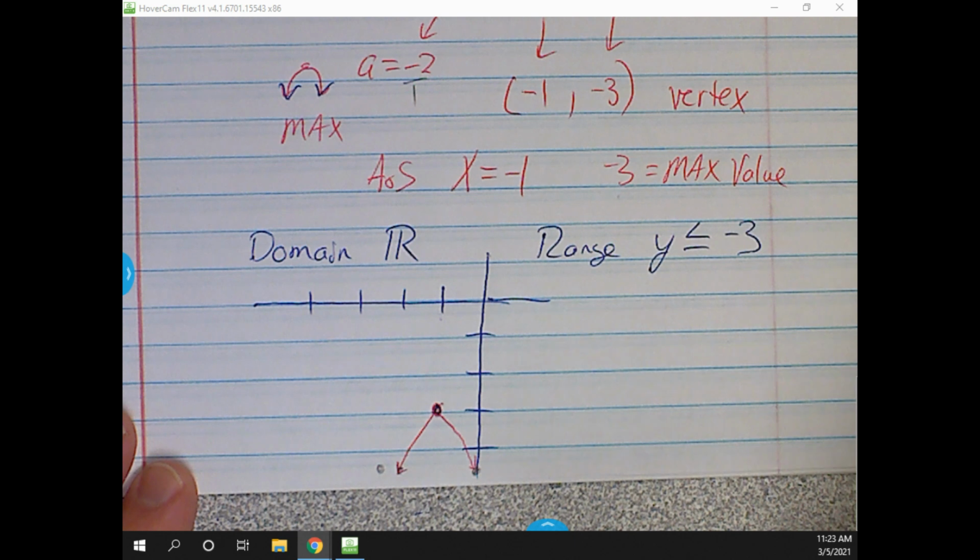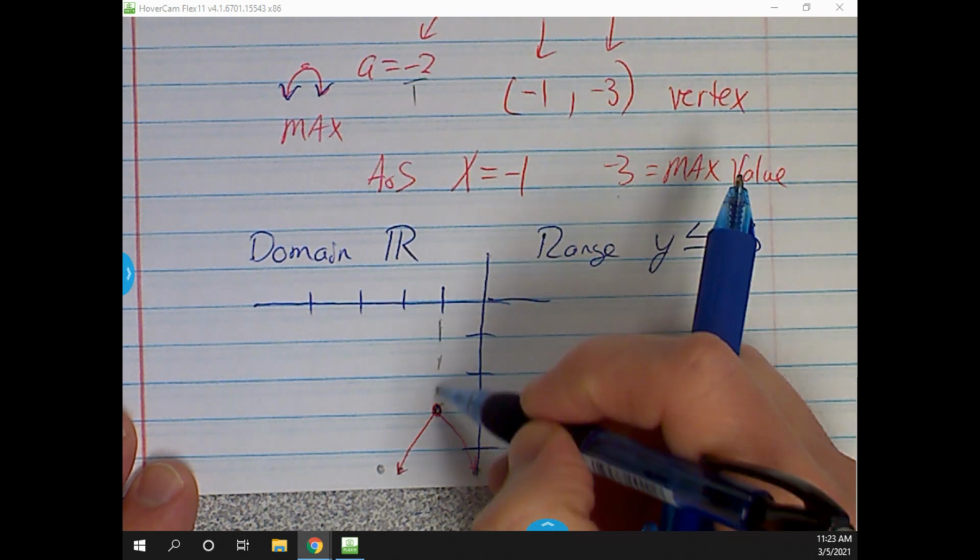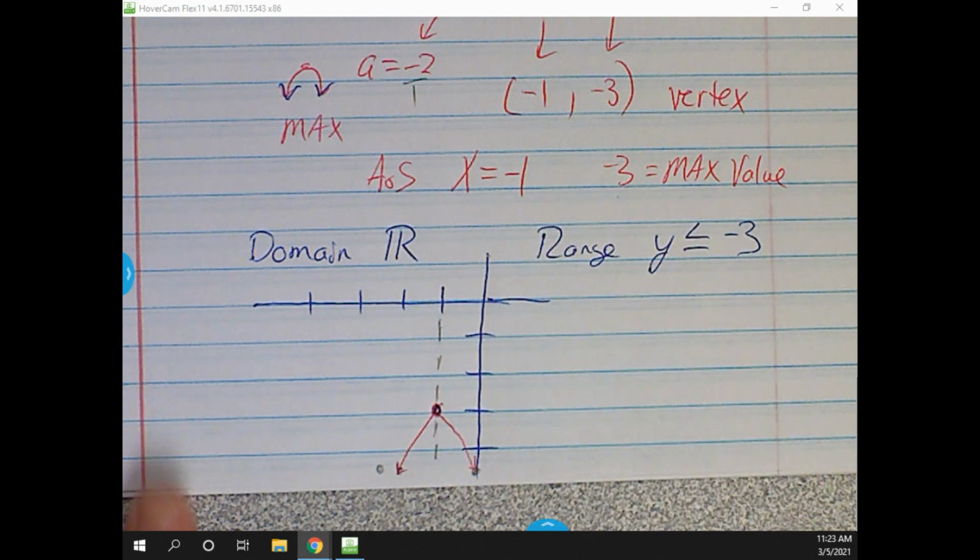All right, and again, if you had to draw the axis of symmetry, you can go back and draw a dashed line through it, something like that. Okay, and again, I wish we'd had like 1 or 2 more lines, but kind of ran out of room there.